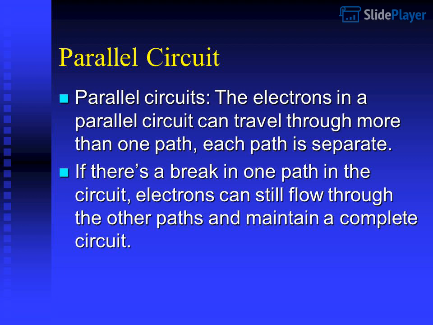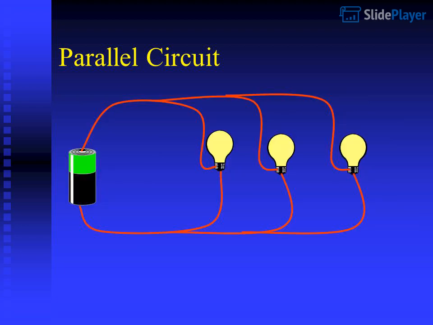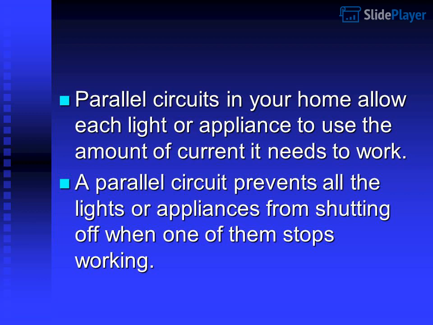Parallel circuits. The electrons in a parallel circuit can travel through more than one path. Each path is separate. If there's a break in one path in the circuit, electrons can still flow through the other paths and maintain a complete circuit. Parallel circuits in your home allow each light or appliance to use the amount of current it needs to work. A parallel circuit prevents all the lights or appliances from shutting off when one of them stops working.